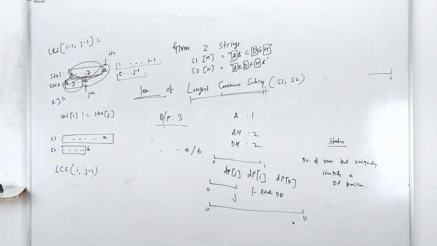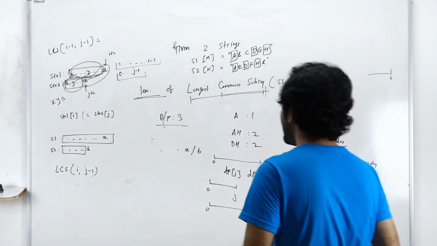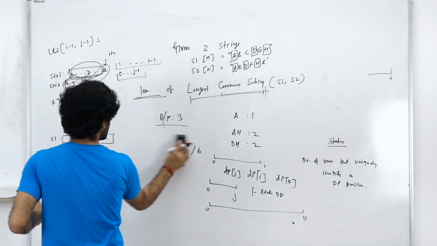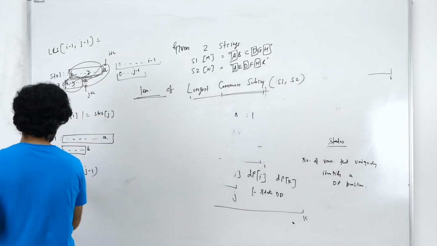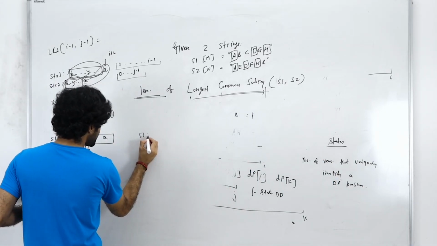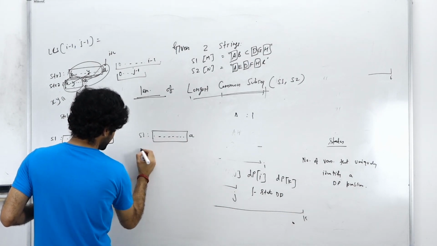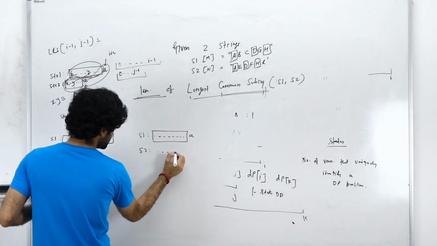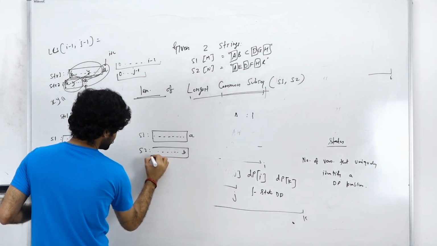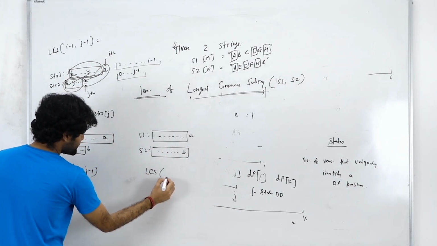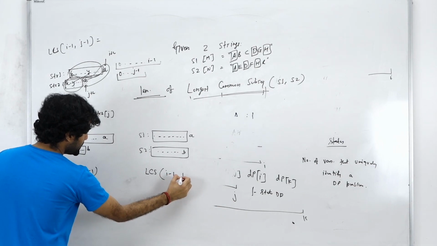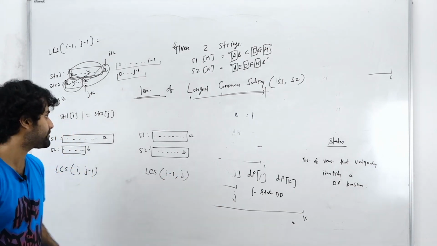Right? Okay, and what about the other case? The other case can be where I would want to retain this B but let go of this A. So if I let go of this A, it will be like this, and if I retain that B, it will continue to be like this. So this particular thing corresponds to LCS of I minus 1 comma j.